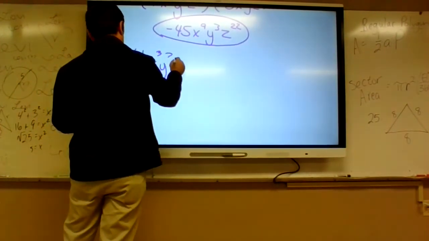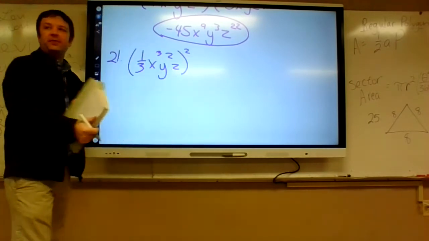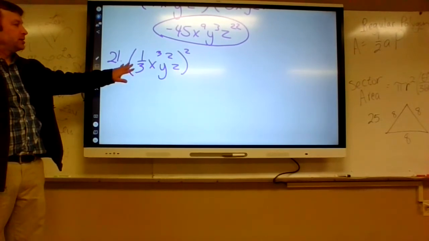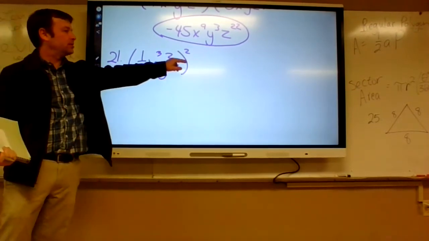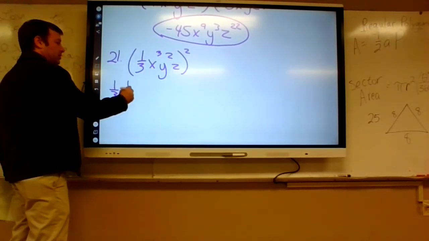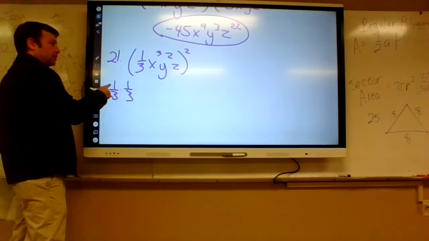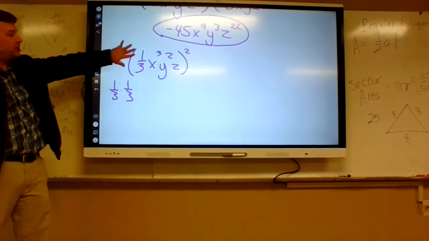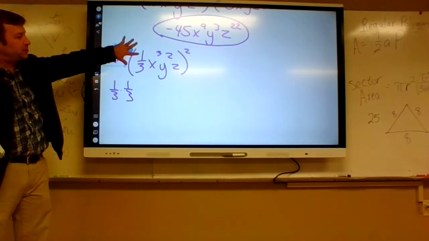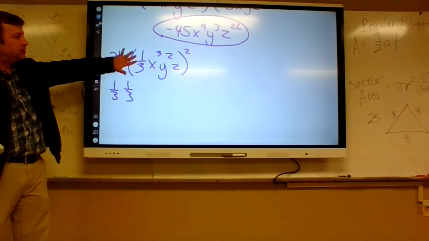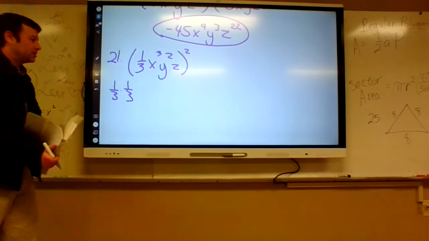So this first parentheses needs to be squared. So what's 1/3 squared? That means 1/3 times 1/3. 1/9, right? Okay. So basically, when you're squaring a fraction, you just do 1 times 1, so you square the top. 3 times 3, square the bottom. 1 squared is 1, 3 squared is 9, so it's 1/9.